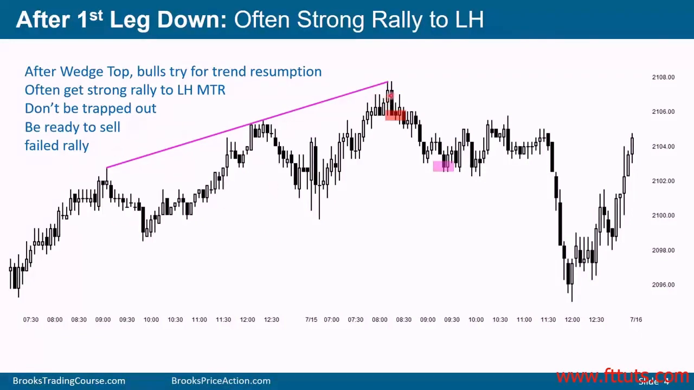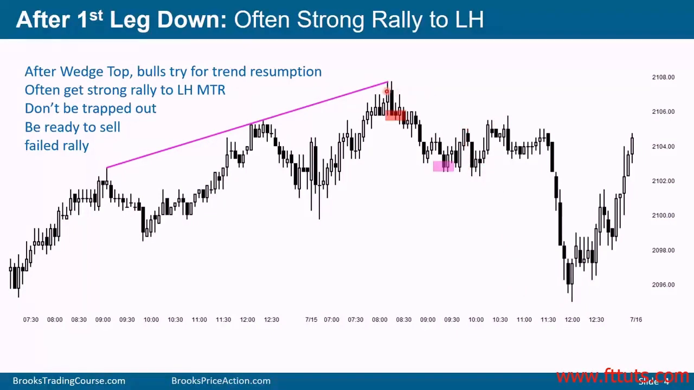Whenever you have a wedge top, you're looking for 2 legs down, and if the legs look too small, then they're probably simply part of a bigger first leg. Then you look for a bigger second leg down. And therefore, it is reasonable to hold short even after these strong reversal attempts.